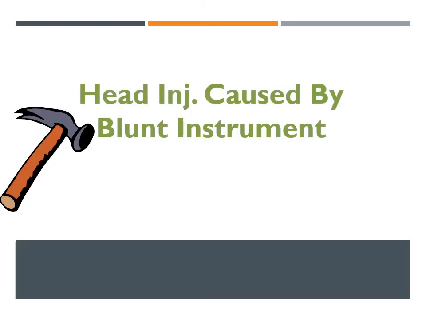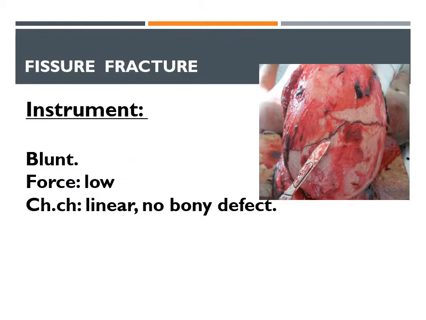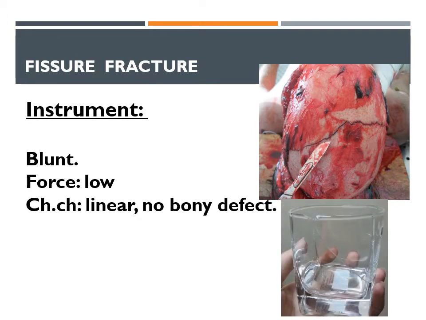First, head injuries caused by blunt instrument. Number 1, fissure fracture. Fissure fracture is caused by a blunt instrument with low force and is characterized by a linear fracture with no bony defects. It is simply a fissure in the skull bone, like this cup. There are fissures in this glass without complete fracture in it.